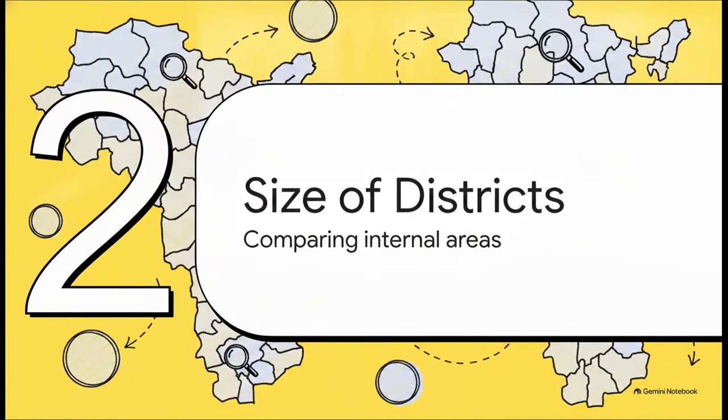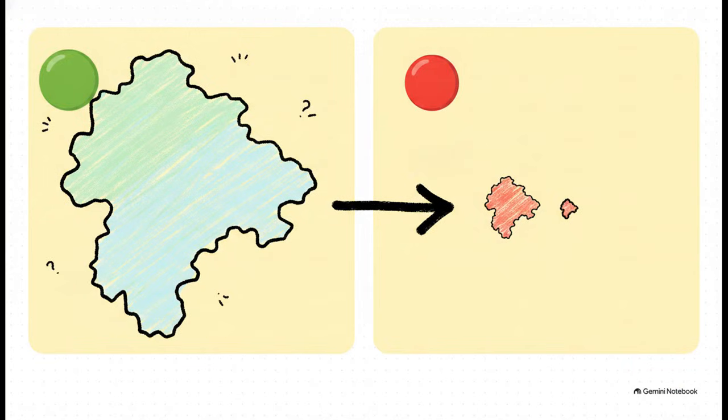Moving to Section 2, Size of Districts. Zooming in a bit from those outer borders, let's see how the internal areas actually compare to one another. The contrast here is honestly staggering. Up at the top, you've got Lakhimpur Kheri, the absolute largest district by area. Compare that to the smallest district, Bhadohi, also known as Sant Ravidas Nagar, which comes in at a tiny 1,015 square kilometers. It's crazy to think about the physical extremes that exist just within this one single state.